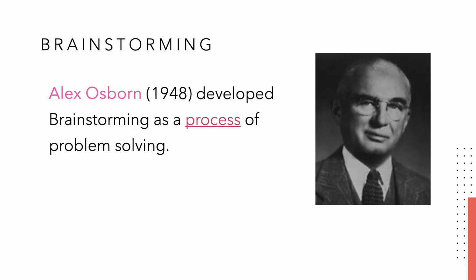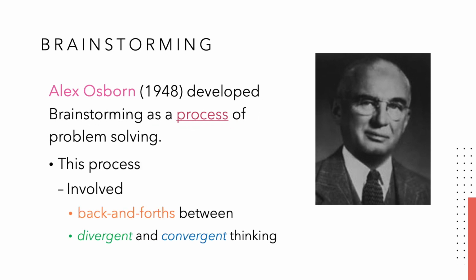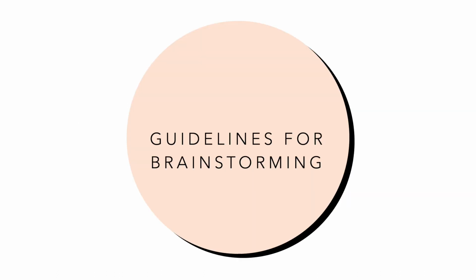Alex Osborne was the CEO of an American advertising company, and he developed brainstorming as a process for problem solving. He conceptualized brainstorming as a series of back and forths between divergent and convergent thinking, and based on his experiences and observations, he came up with 4 guidelines for brainstorming. These guidelines are quite effective as best practices for doing solid brainstorming and solid divergent thinking.